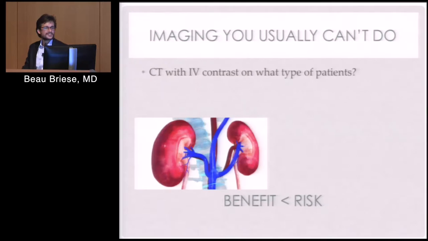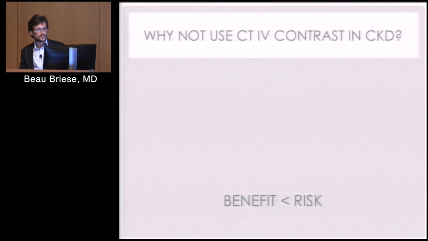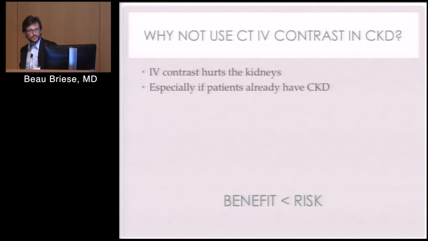So, imaging you usually can't do. CT with IV contrast and what type of patients? Renal patients, specifically those that have some failure but are not on dialysis. You kind of want to avoid doing it in most cases because the benefit's probably less than the risk. Why don't we use it on patients who've got chronic kidney disease? Exactly. You can hurt the kidneys worse in any patient, actually, and especially those that have chronic kidney disease.